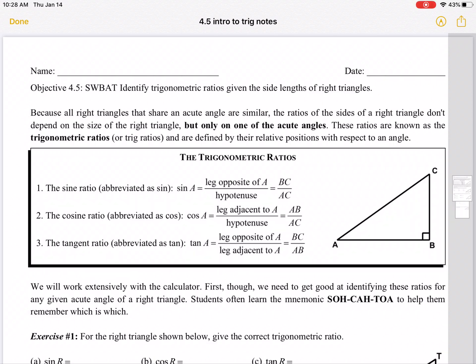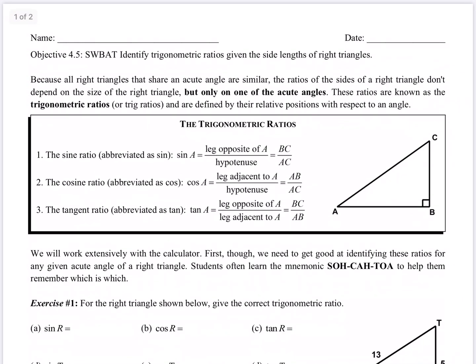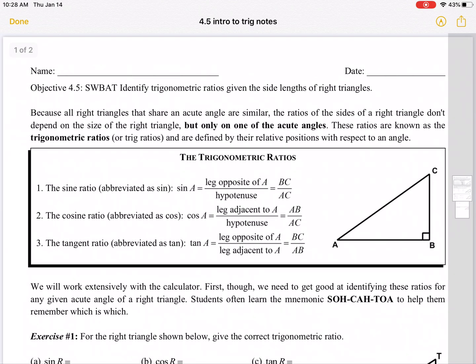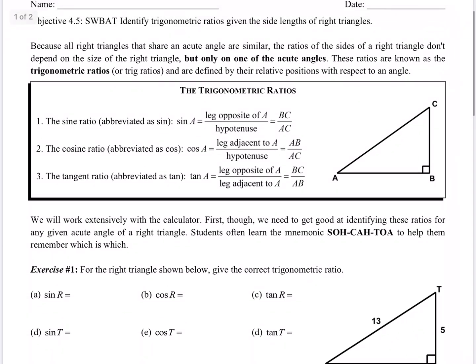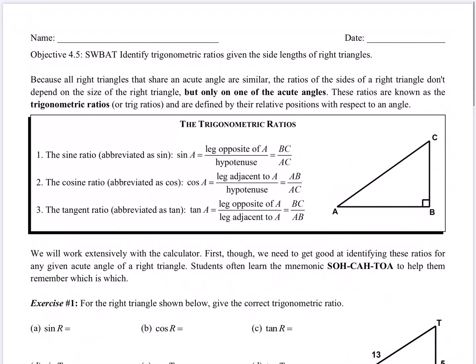Hi everybody, today we're going to talk about objective 4.5, which is about identifying trigonometric ratios given the side lengths of right triangles. So we talked about two important vocabulary words the past couple days. We talked about opposite, adjacent, and hypotenuse. All those words are going to come in very handy today, and we're going to have to be able to identify which sides are adjacent or opposite to a given angle.